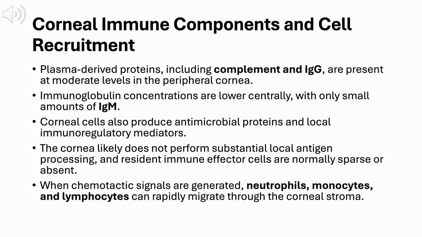But quiet doesn't mean defenseless. When chemotactic signals are generated, neutrophils, monocytes, and lymphocytes can rapidly migrate through the corneal stroma to reach a site of injury or infection. So the cornea maintains a low resting immune profile, but retains the ability to recruit cells quickly when threatened. That recruited cellular traffic produces findings we can see clinically, which is our next slide.